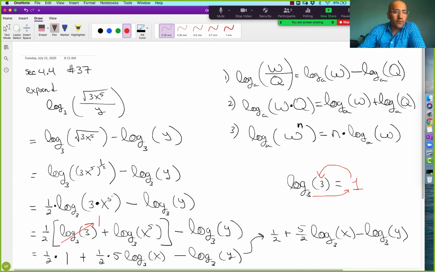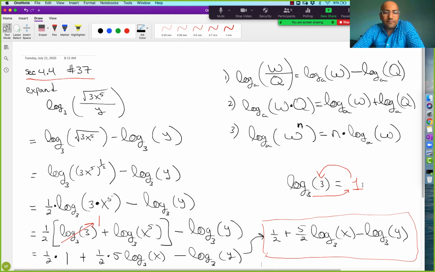Okay, so if you just joined us, it's section 4.4, question number 37, and the instructions were just to expand this log expression by using our properties of logs. And so we get to that. Any questions? No? Good. No questions. Okay, anything else from homework?